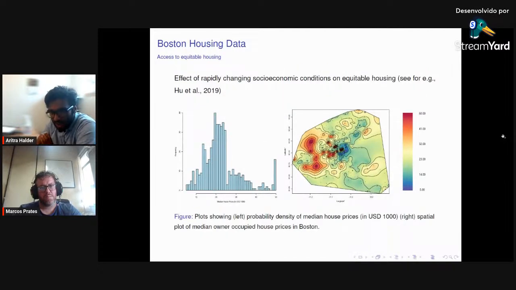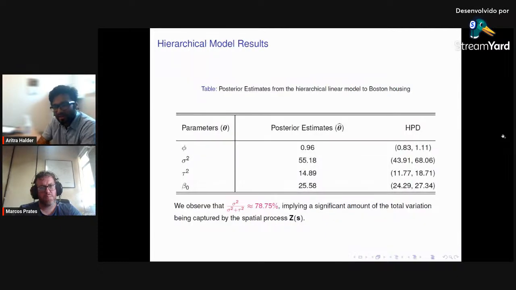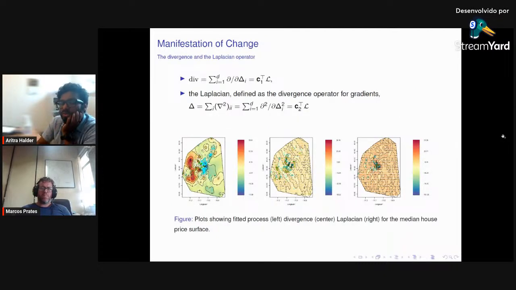We also did this for the Boston housing data. What's very useful is that here also the spatial story was very strong. So sigma square was much larger than tau square. That implies that there's a lot of spatial dependence affecting the variation inside of your process, right? As you can see, the posterior estimates are accompanied by their highest posterior density intervals for these process parameters, right?